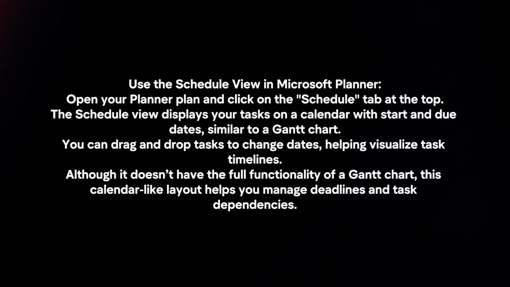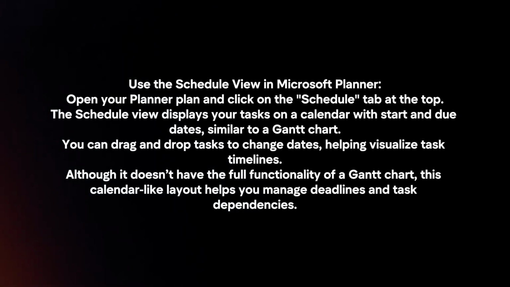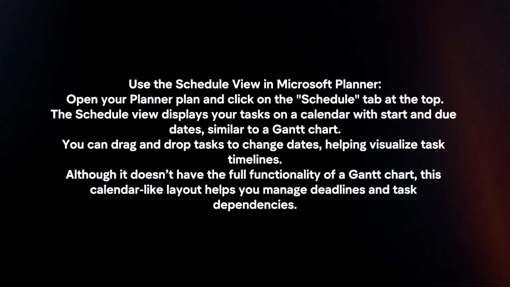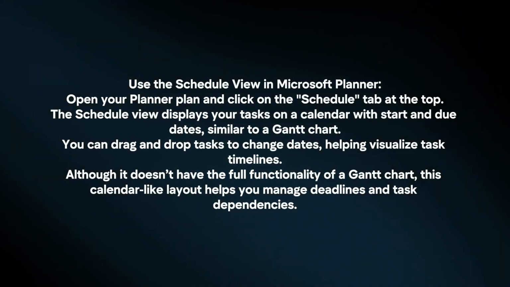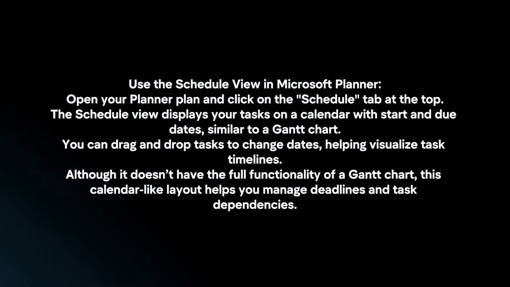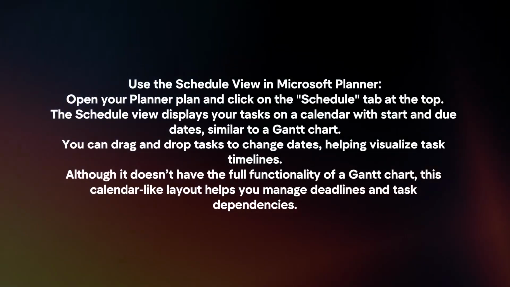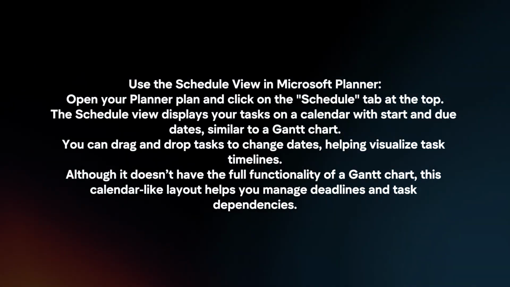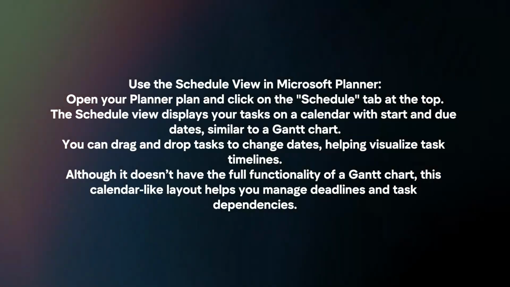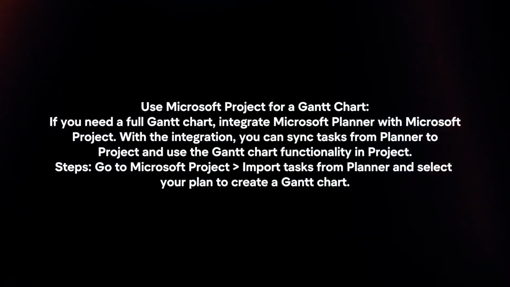Open your Planner plan and click on the Schedule tab at the top. The schedule view displays your tasks on a calendar with start and due dates, similar to a Gantt chart. You can drag and drop tasks to change dates, helping visualize task timelines. Although it doesn't have the full functionality of a Gantt chart, this calendar-like layout helps you manage deadlines and task dependencies.